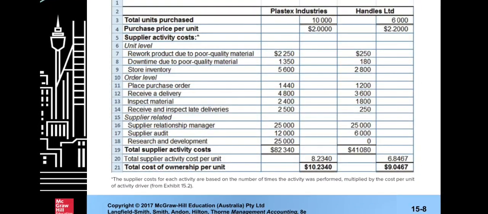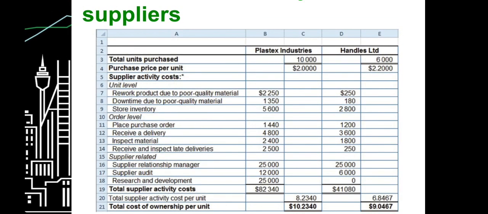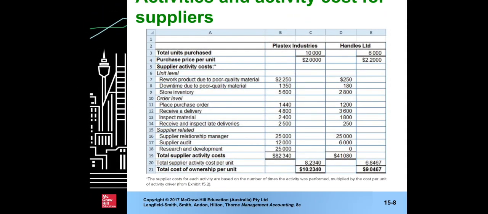The first one is you have to show the total unit purchase and then purchase price per unit, and then supplier activity cost. So this is how activity-based costing is applied in this preparation of supplier cost statement. The costs are divided or categorized into unit level cost, order level cost, and supplier related costs. So see here for unit level cost, rework product due to poor quality material. This is about the supplier cost. Supplier cost is about the cost for a specific supplier.